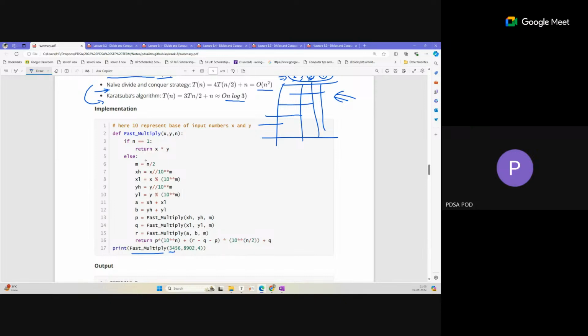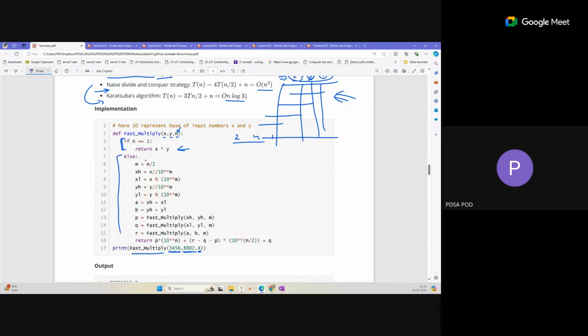So 3 4 5 6 is the element, and this is the size. These are the two values x and y, and this is the size n, which means we have a 4-digit number for each value. So if we get this x, y and n, where n represents the size of the number, and the size is 1, we will directly return the multiplication of x and y. So if the size is 1, like 2 and 1, we will directly return the value 2 into 1.